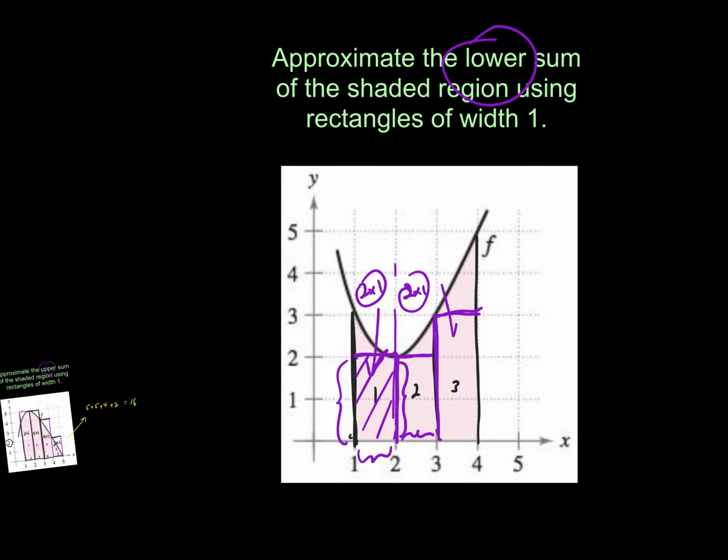And for this last one right here, the height, as you can see, is 3. And of course, the width is the same. It's 1. That's 3 times 1. So if you have 2 plus 2 plus 3, that gives you 7. 7 square units is the lower sum approximation.